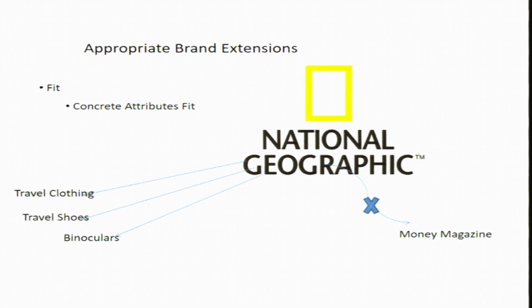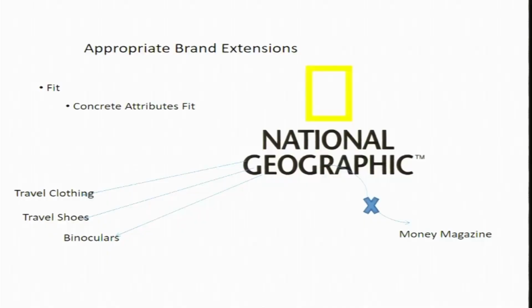Now, National Geographic, you know, is about nature, is about people going into the wild and doing trekking or some adventure sports and so on and so forth. So, if National Geographic has to extend itself, it can perhaps extend into things like travel clothing or travel shoes or even binoculars, because when you go into the wild, into the forest, you may need binoculars with which you look at the birds, you look at the trees, or you identify, say, a water body and so on and so forth.